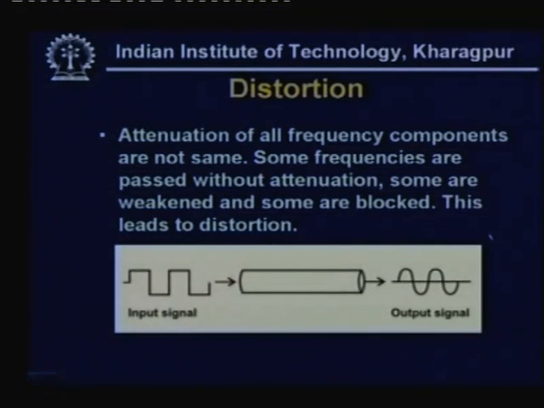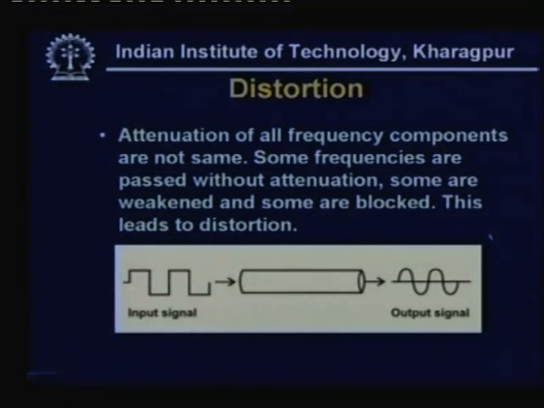Now let us consider distortion. As you have seen, one important phenomenon that occurs is attenuation. Apart from attenuation, what occurs? Whenever attenuation occurs, it is assumed that all frequency components are attenuated uniformly. However, that does not happen in practice. It has been found that attenuation of all frequency components is not the same.